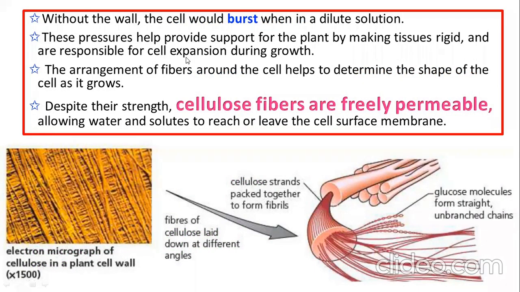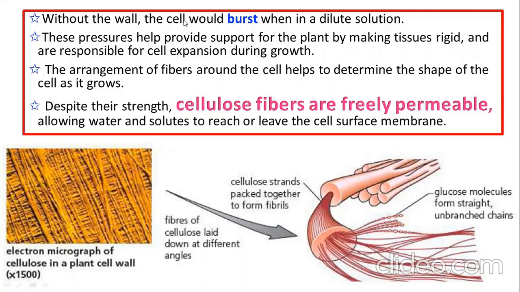So this pressure helps provide support for the plant by making tissue rigid and is responsible for cell expansion during growth. If there is water pressure, the plant cell will be rigid. And if it is expanding, that expansion also helps the plant cell to grow, right? And if the cell is expanding, it means the plant will grow, the cell will elongate. The arrangement of fibers around the cell helps to determine the shape of the cell as it grows.